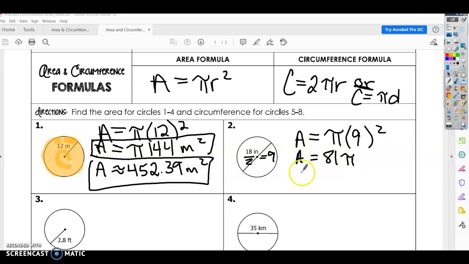Okay, if I multiply 81 times pi in my calculator, I'm going to get 254.47 inches squared. This time it's inches, so inches squared. This one would be 81 pi inches squared if you leave it in this form.